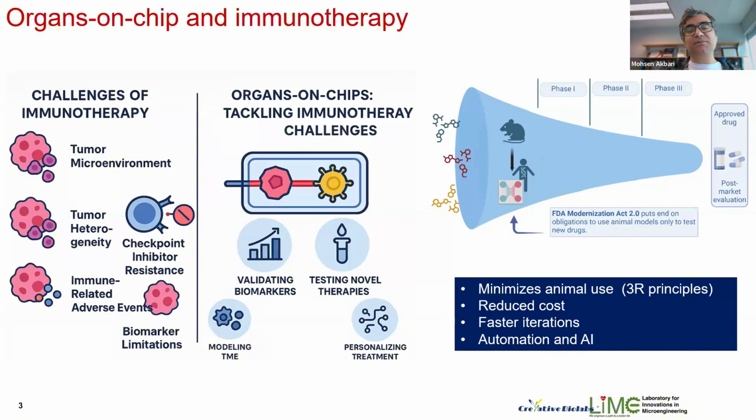Because these systems can be designed in a way that assays can run in parallel, you can do faster iteration. You can include automation to improve reproducibility, and then by using AI, you can analyze large quantities of high-content data, and that also improves the drug development process, and identifies targets that can eventually be used for clinical trials.